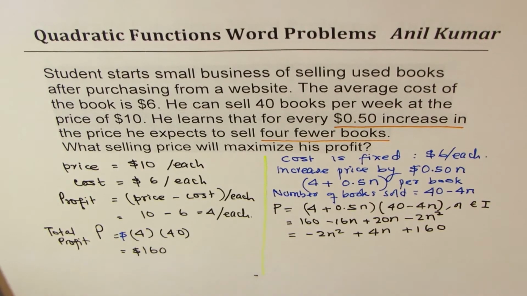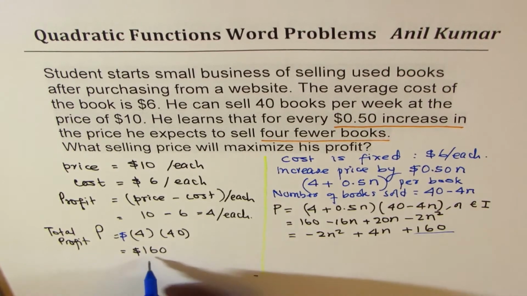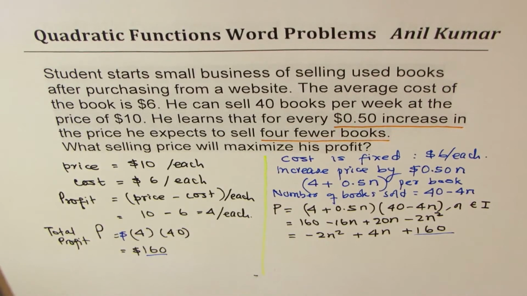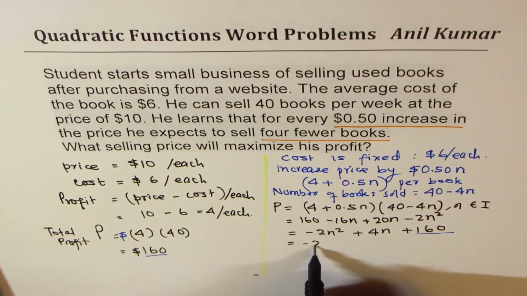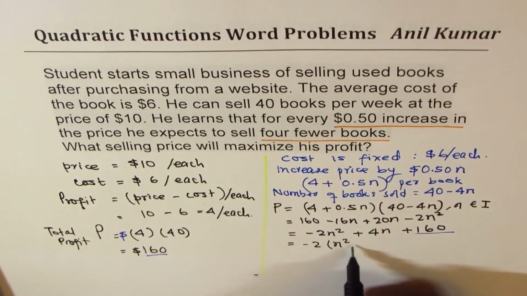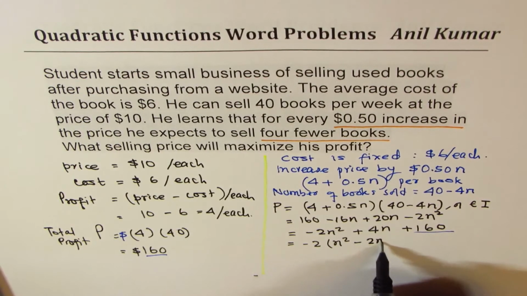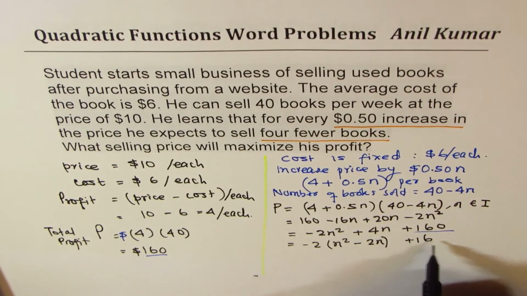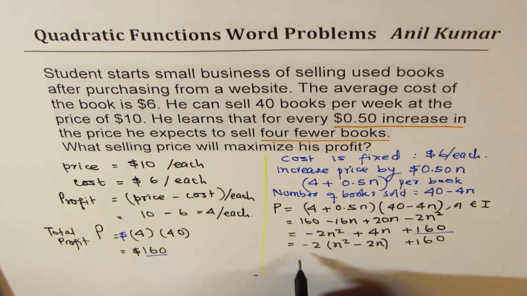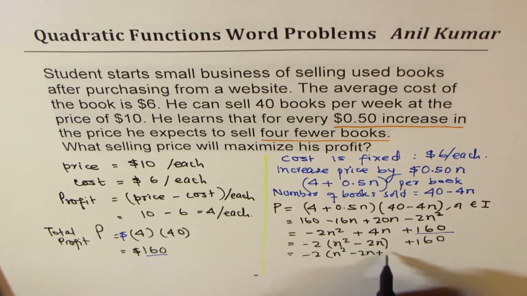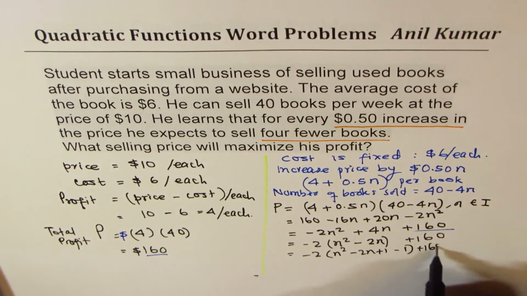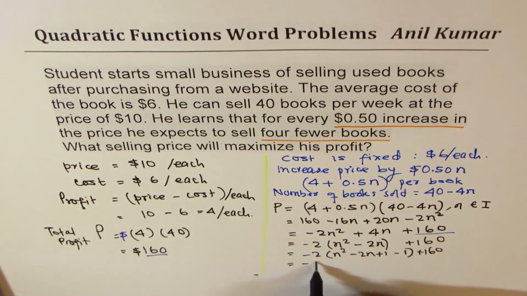So that is your profit expression. Do you see this figure? Now we will see how we can maximize this. We'll complete the square. Let's take out minus 2. We get n square minus 2n, plus 160. Half of 2 is 1. So we get minus 2 times (n square minus 2n plus 1 minus 1) plus 160.